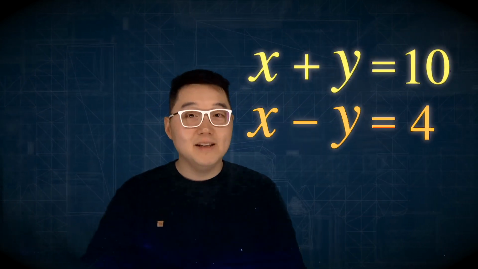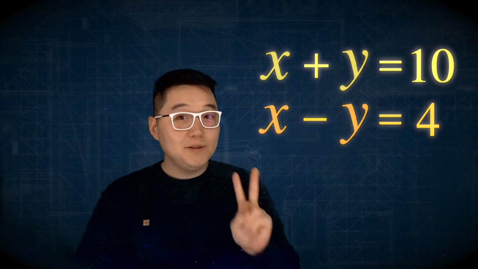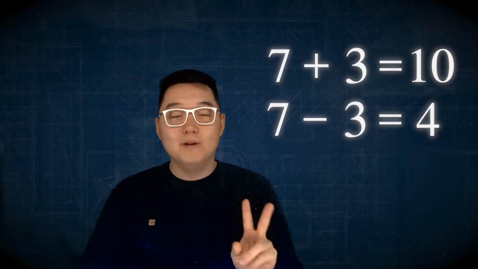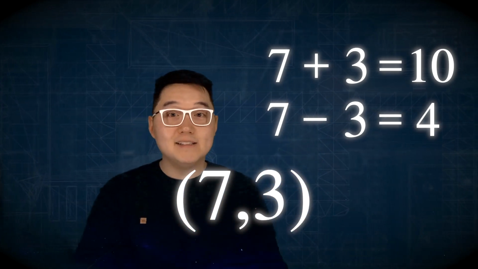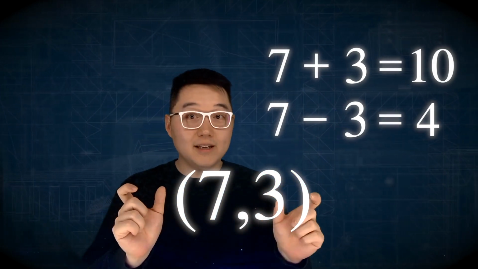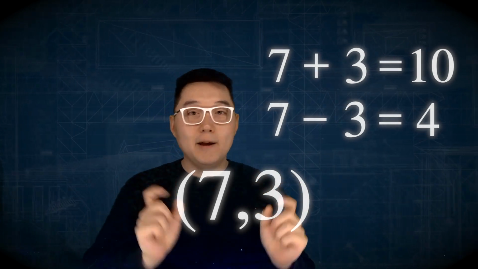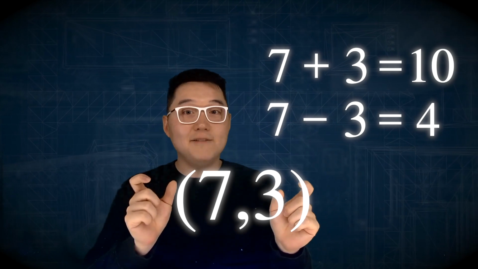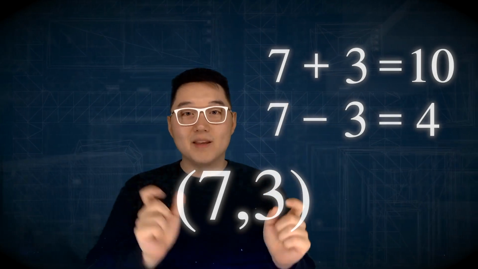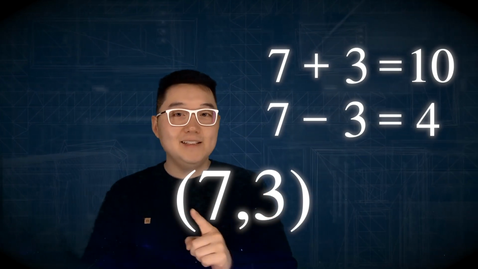Okay, so let's see if you got it right. The two numbers that I was thinking of were 7 and 3. That's because the sum of 7 and 3 is 10. But the difference of 7 and 3, when you subtract 3 from 7, you get 4. So the solution is 7 and 3.